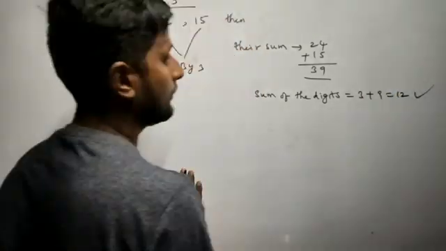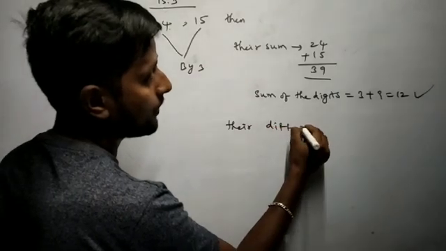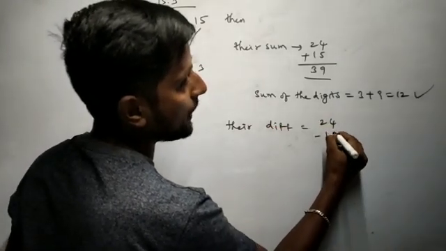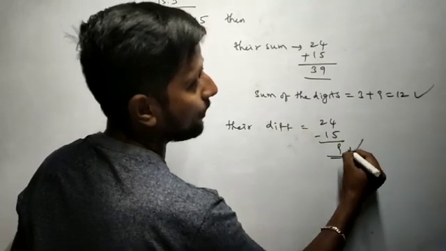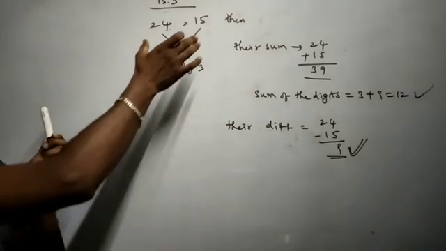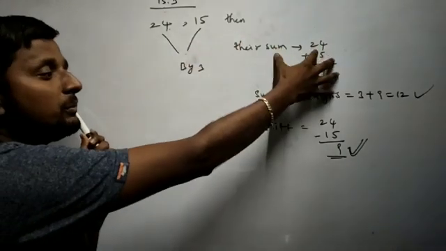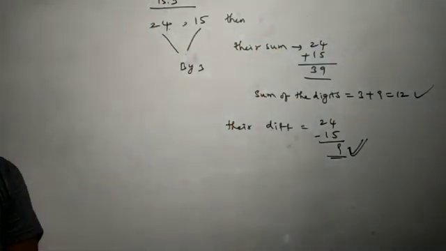So it is divisible. So their difference, 24 minus 15, answer 9. So 9 is also divisible by 3, correct? So what happens if two numbers are divisible by a single number, then the two numbers' sum and the two numbers' difference are also divisible by that number. Here 24 and 15 are individually divisible by 3, then their sum and the difference are also divisible by 3. That is the condition. Okay, right.